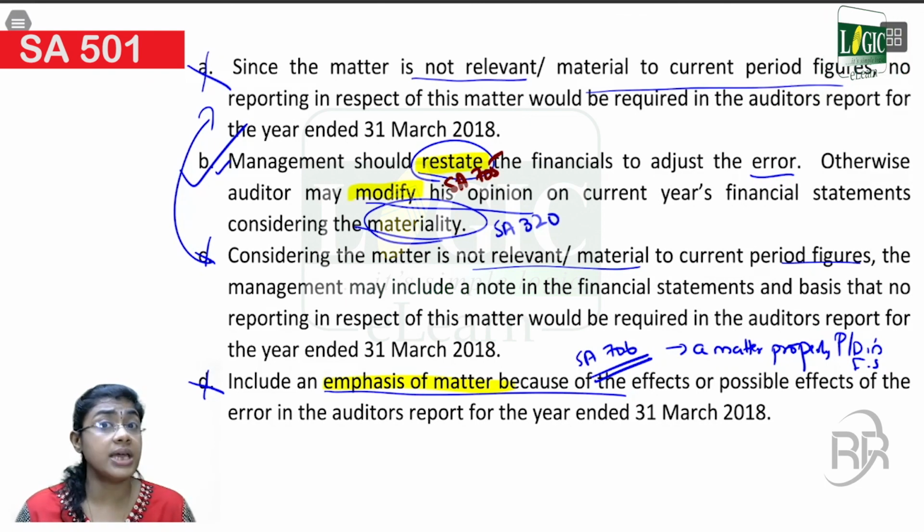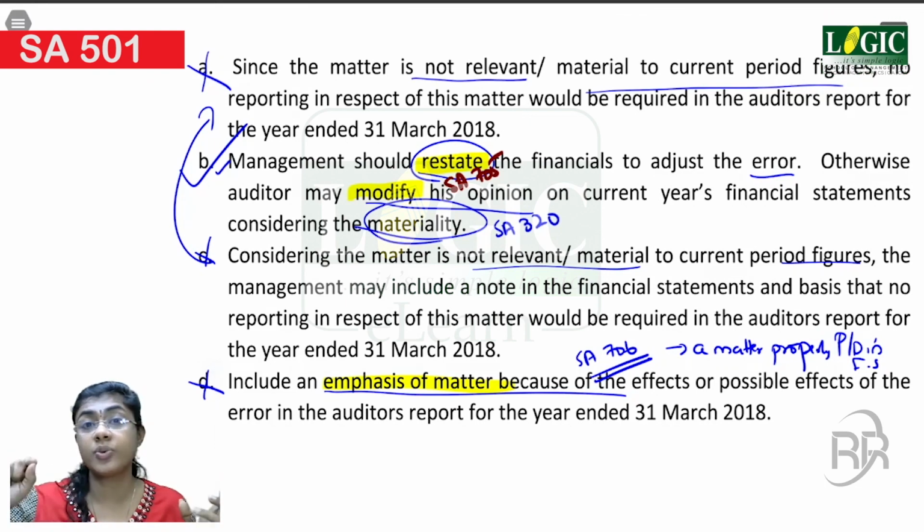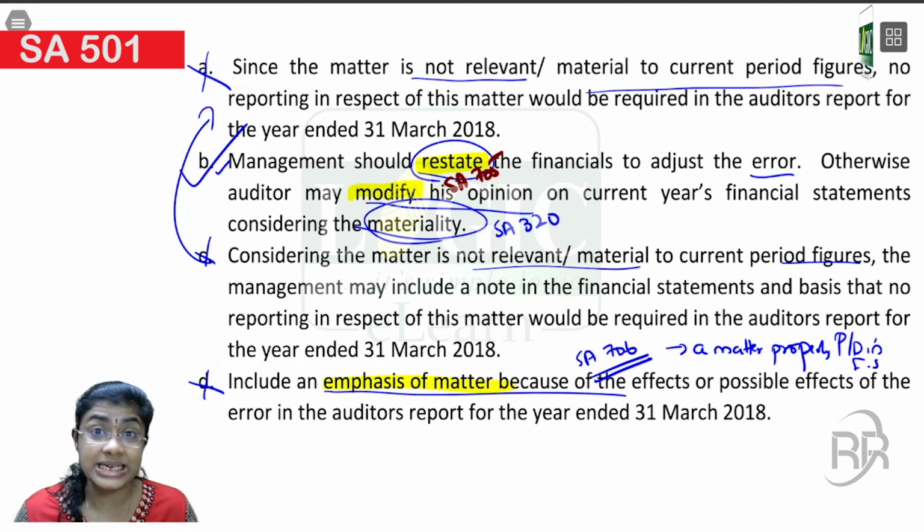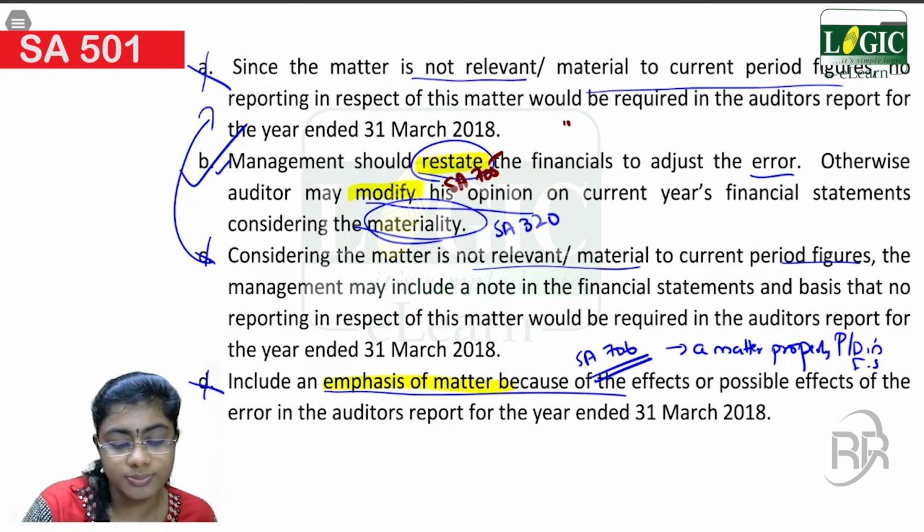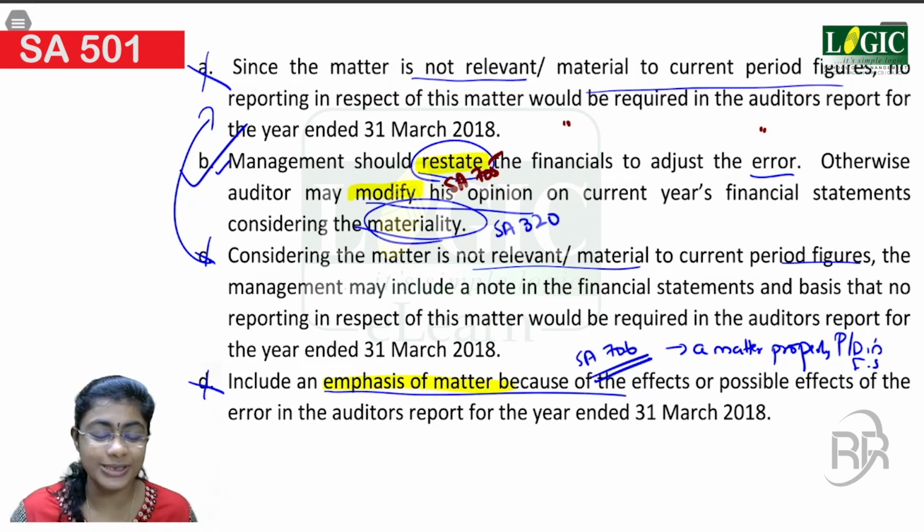Whenever you write essays for the exam, the descriptive question, try to write the SA name in quotes. Just for the presentation.